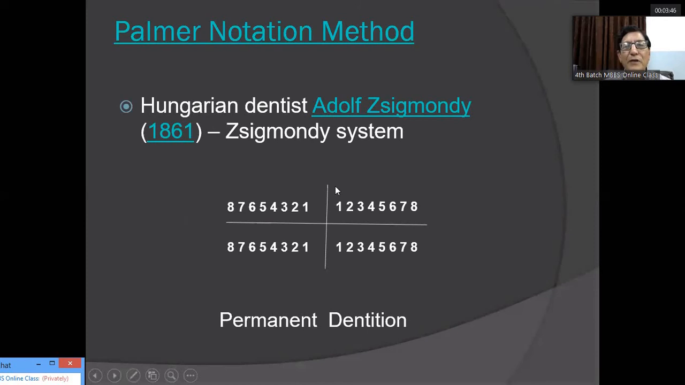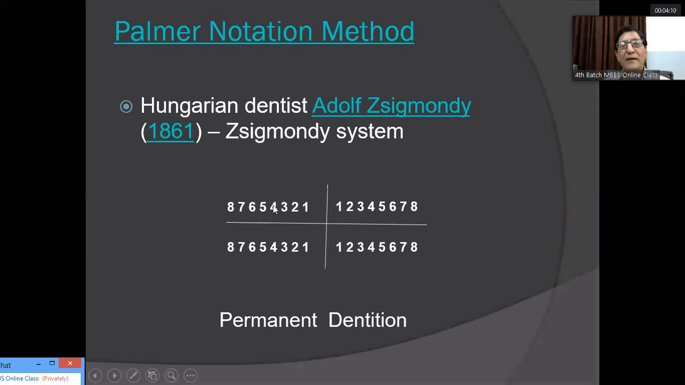If you write the cross like this and then write 4, that means right upper first premolar. Got it? Is that clear? Okay, good. In a short while I'll take a test. So this is for the permanent dentition.